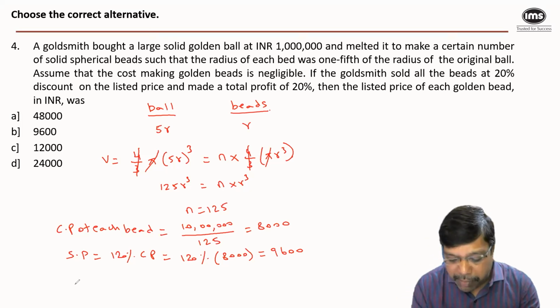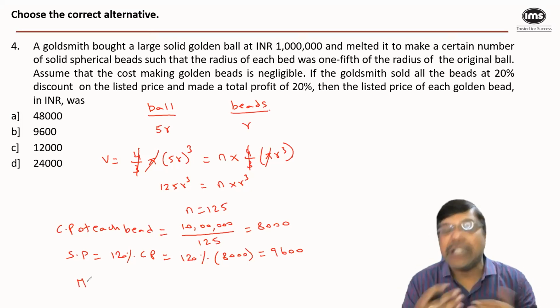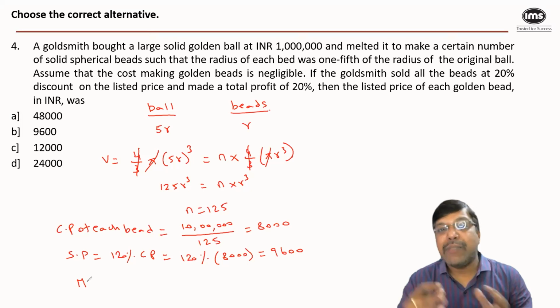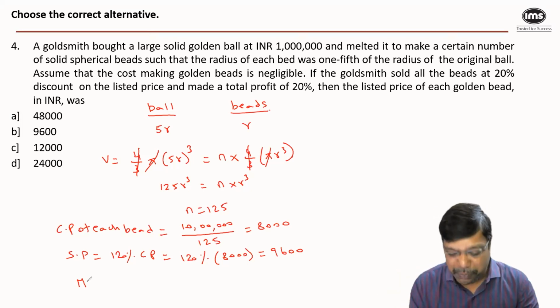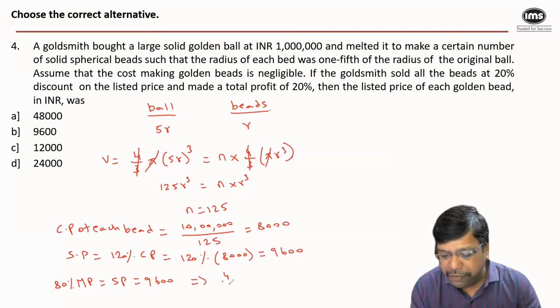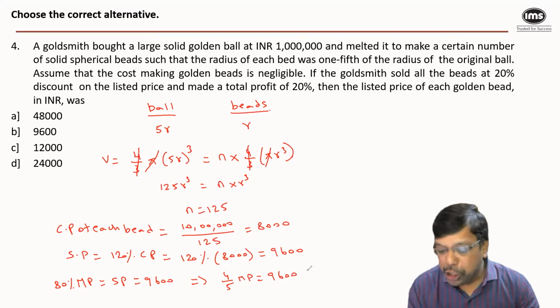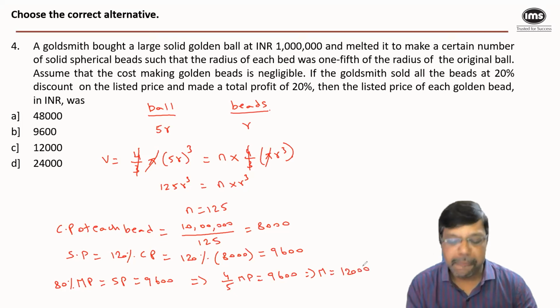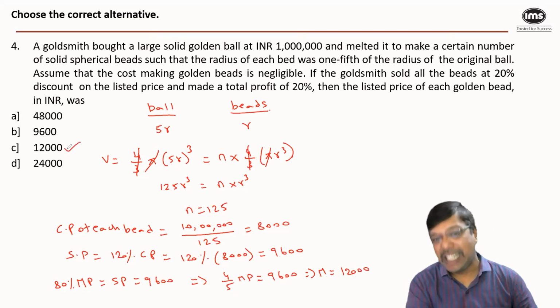So if I assume the market price to be M, and I have given a 20% discount on that, which means I am selling it for 80%. So 80% of the market price is equal to the selling price, which is equal to 9,600. So 4 by 5 of the market price is 9,600, which helps us calculate the market price to be equal to 12,000. Hence, answer option C.